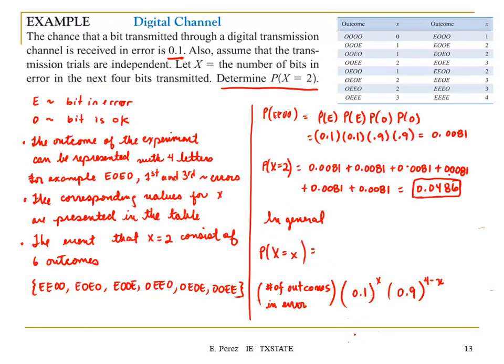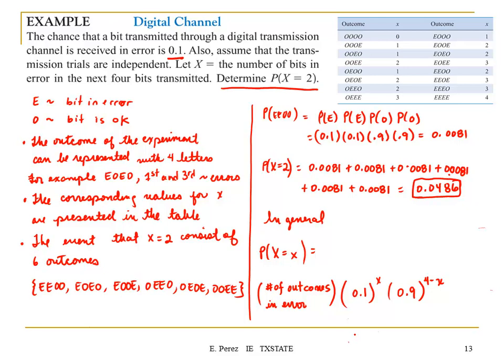Good question. I was waiting for that question. Thank you. We only have 4 bits that we are observing, so that's why we are limiting to 4. The number 4 will be n because we are observing the next 4 items. Any other question?